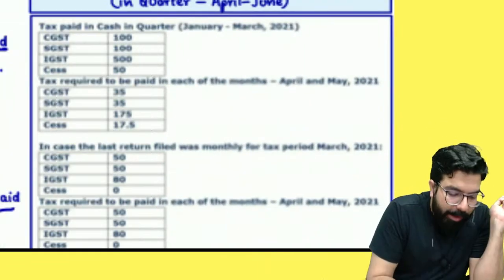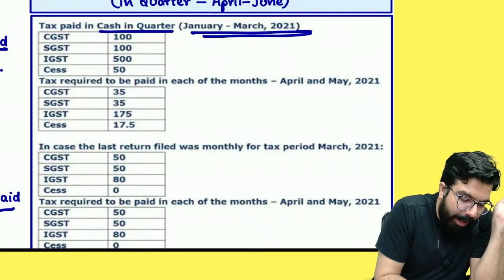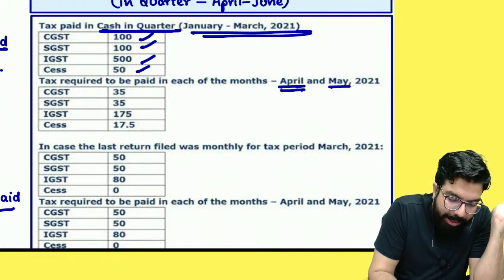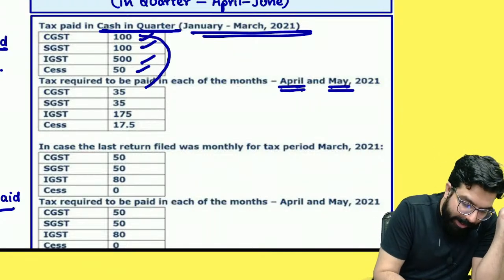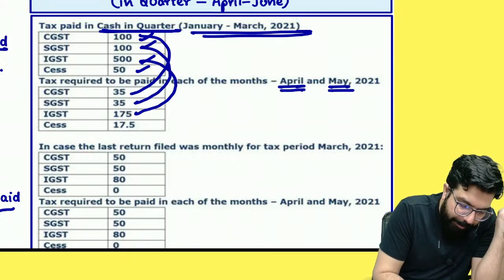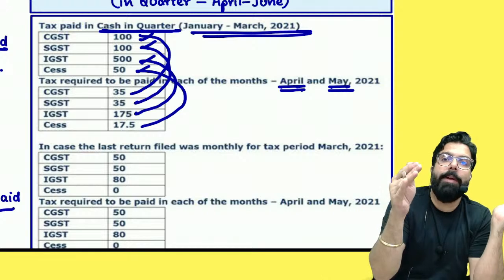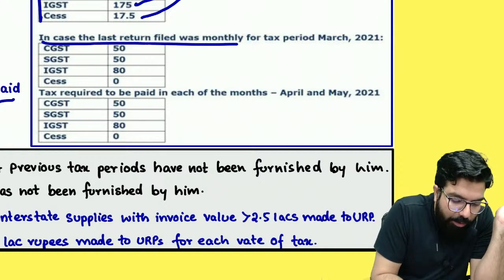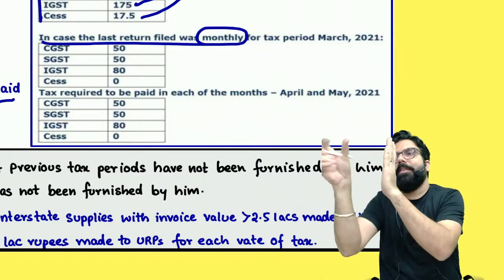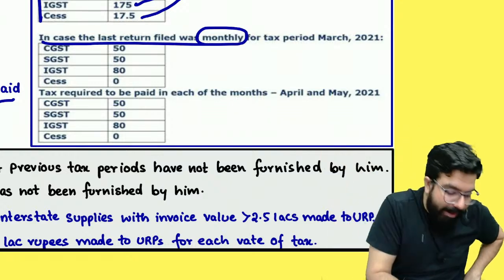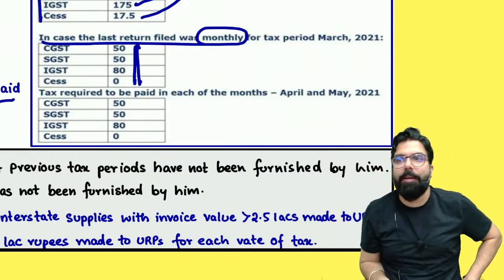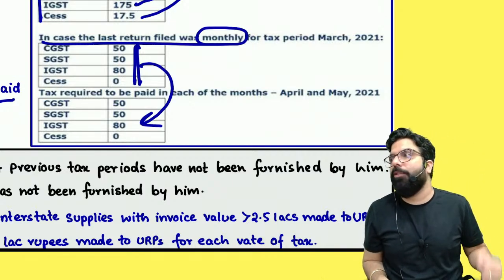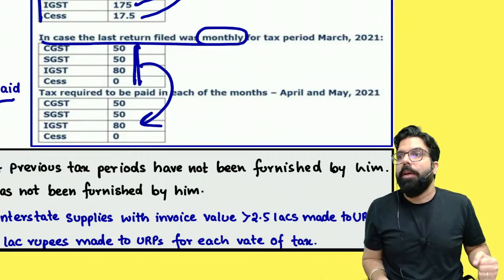See, for an example, January to March, in the quarter I paid 100, 100, 550. Can you tell me, in the month of April and May, how much will I pay? Of this, 35%, 35%. And May, how much will I pay? Same. Is my point clear to all? But supposing I was under monthly return, in the month of March I filed monthly return, and for the month of March I paid this much. Can you tell me April and May, how much will I pay? Same amount. Is my point 100% clear to all? Can I go ahead, everyone?